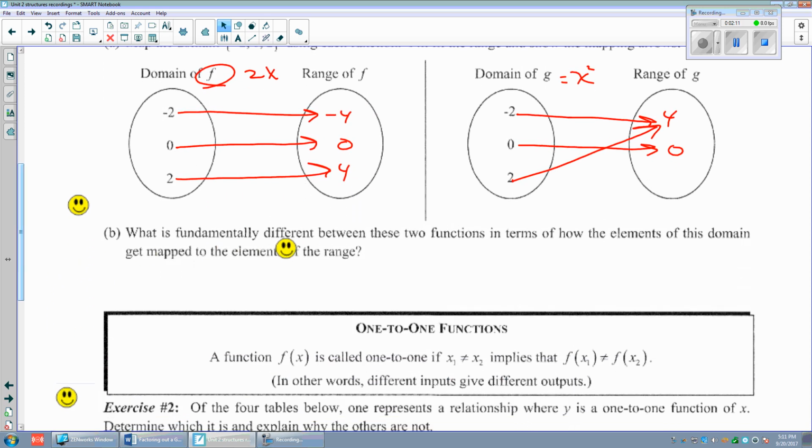What is fundamentally different between the two functions in terms of how the elements of this domain get mapped to the elements in the range? For every number in the domain, there's only one number in the range, and back and forth. For every number in the range, there's only one number in the domain. One-to-one.